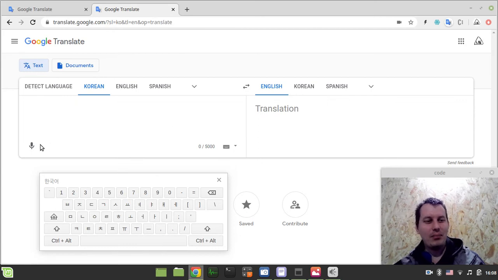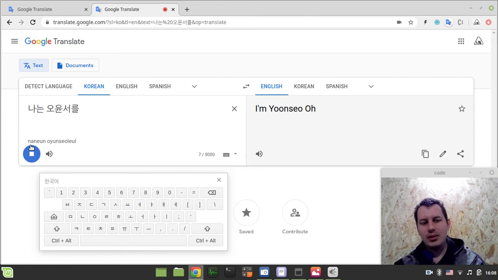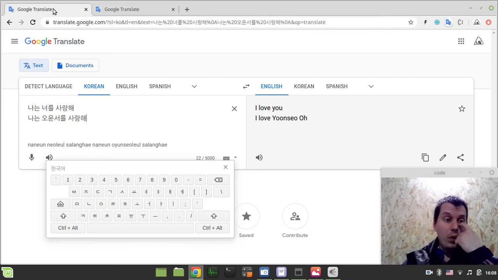Okay, so let's go for a practice. So 나는 어윤서를 사랑해. Okay, perfect. So now it seems like it does recognize correctly all the words. So this is good. Okay, so what else can we do?